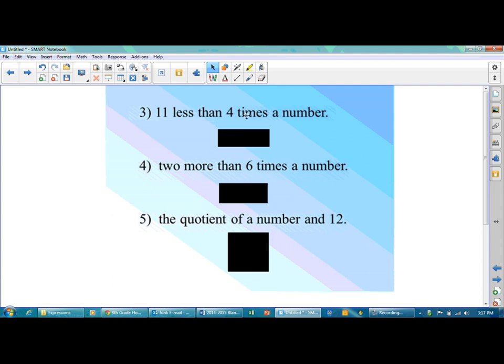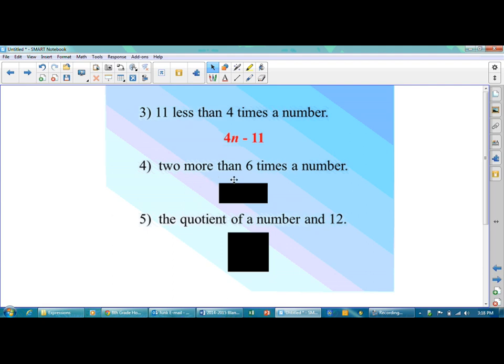11 less than 4 times a number. Okay, this is what I was talking about. Less than. So it's 11 less than, that means it's minus 11. 4 times a number, so it doesn't tell us a variable, so we can pick any variable we want. So 4n minus 11. We could have done 4x, 4q, 4z. Generally speaking, you want to avoid L and O, because if you've got L or O, you may mistake them for a 1 or a 0.